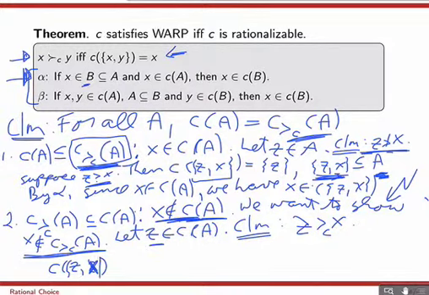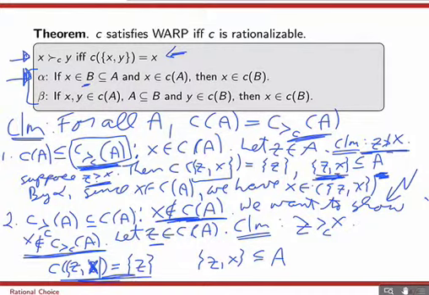The agent is faced with two options, Z and X, and we want to show that this is actually equal to Z, because if that's the case, then Z will be strictly preferred to X. Now, this might go a little bit quick, but notice that ZX is a subset of A. And let's suppose that this is not the case, that C of ZX is not equal to Z.